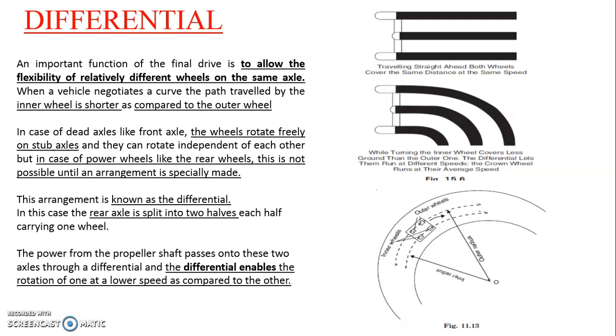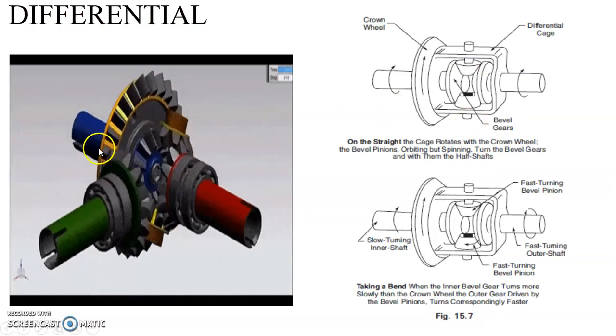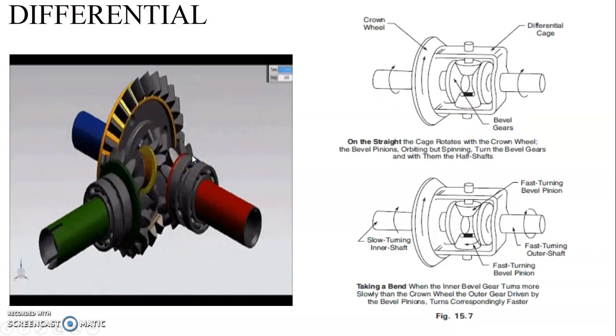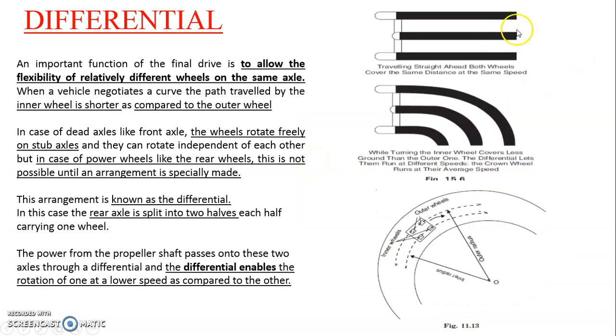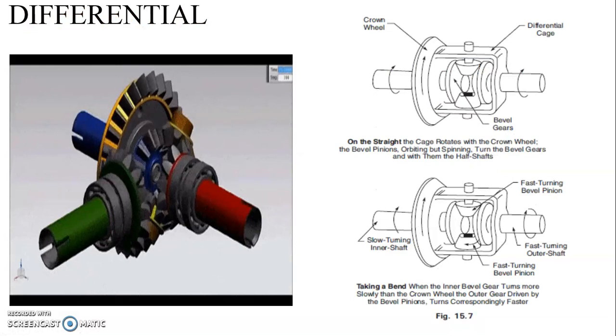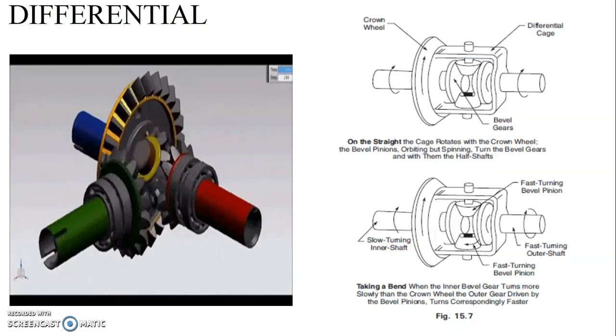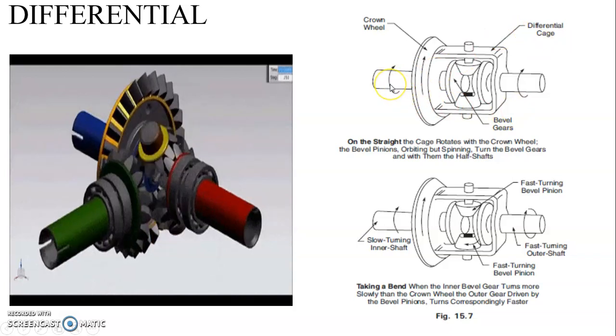Okay, we have seen how this differential is. We will see when the vehicle is moving straight, then the differential will not function. Okay, in case it will take effect only when there is a turning. Okay, just we will see how it works once again.